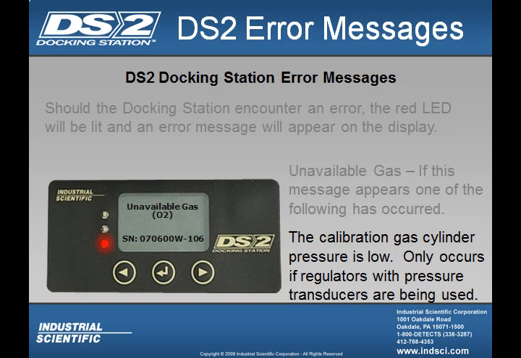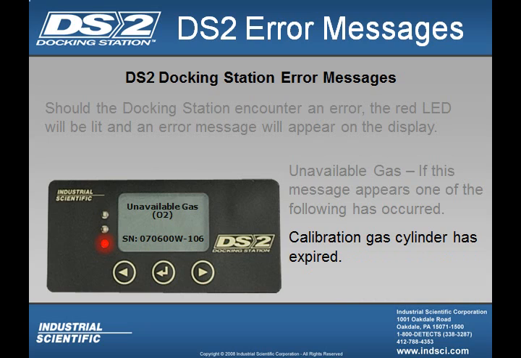Another reason that I may see unavailable gas would be because the calibration gas cylinder pressure is low. This is particularly true if I'm using a pressure transducer with my regulators. Or maybe that calibration gas cylinder has expired. The docking station will not allow you to use expired calibration gas. Or maybe the calibration gas cylinder is just empty.